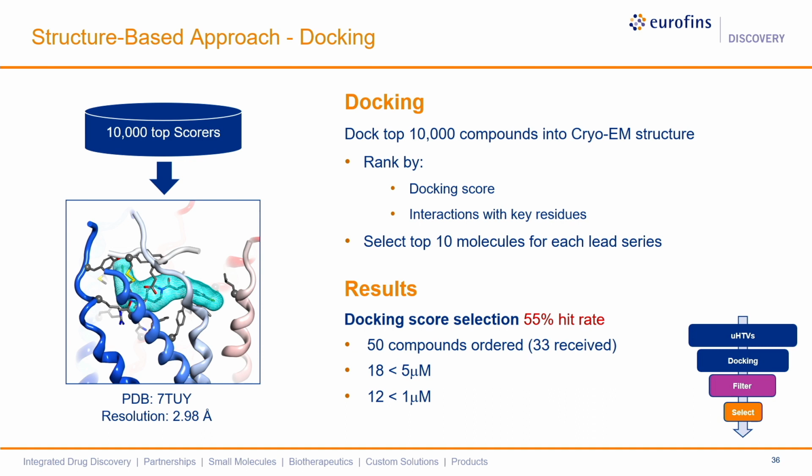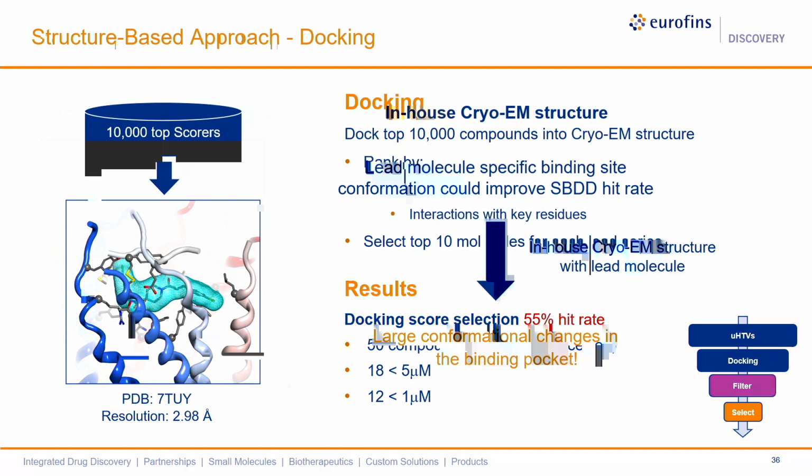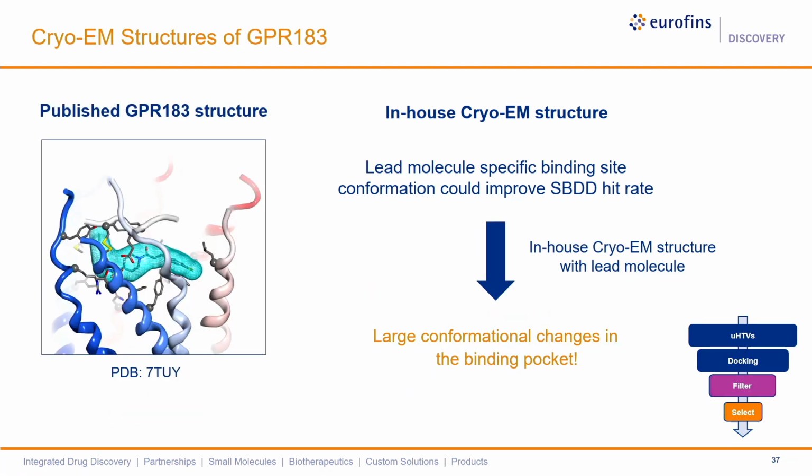Now, the difficulty comes when you have identified multiple chemical series from ligand-based approaches, and it's very difficult to dock those compounds into the single Cryo-EM structure. When we identified various compounds, it was very difficult to dock them into the structure that we have, and therefore we hypothesized that there must be multiple conformations to this GPCR structure. So we did end up getting our own in-house Cryo-EM structure with a lead compound that we were working on, and to no surprise there were very large conformational changes in the binding pocket. But getting these in-house structures is now helping us to optimize ADME properties.